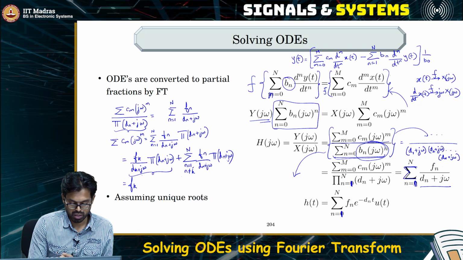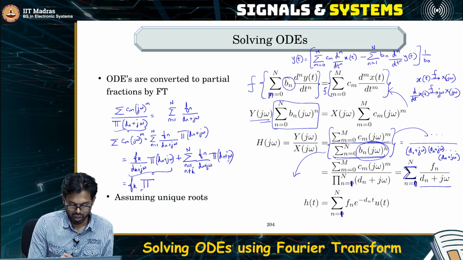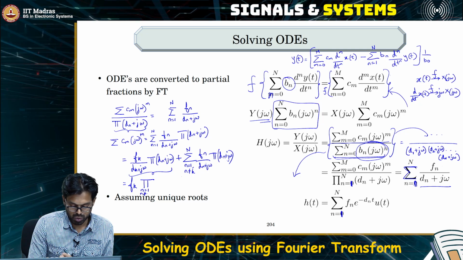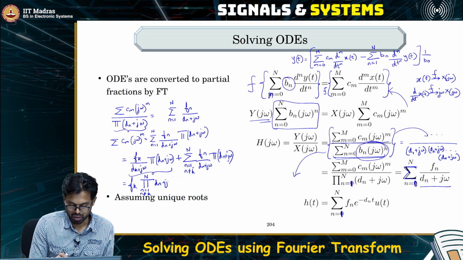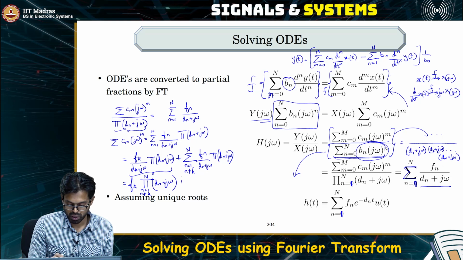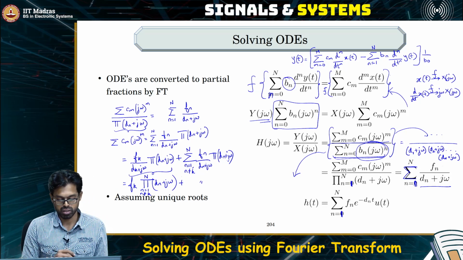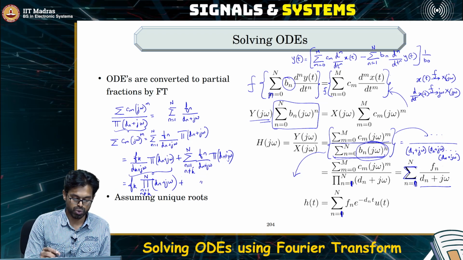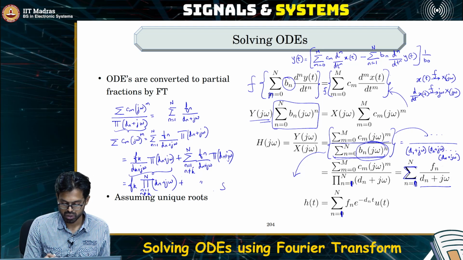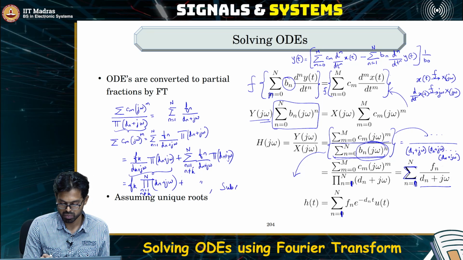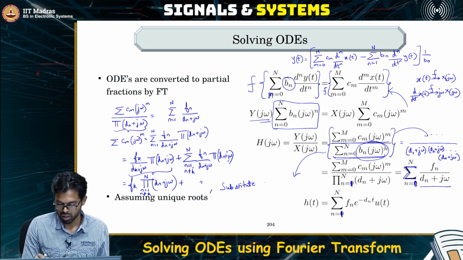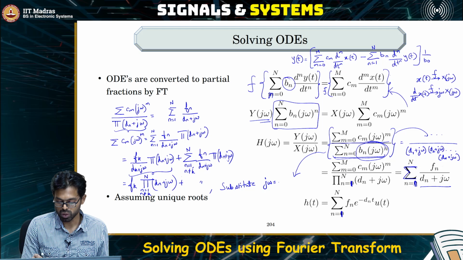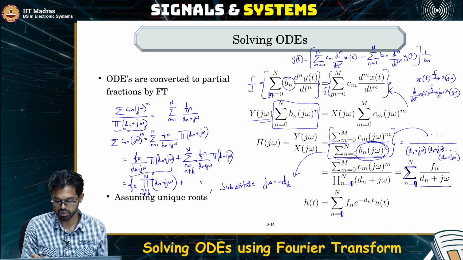If you cancel that out, you get the product n equal to 1, n not equal to k, up until capital N of dn plus j omega, plus this entire summation as such. Let us make a substitution at this point. Substitute j omega to be equal to minus dk.